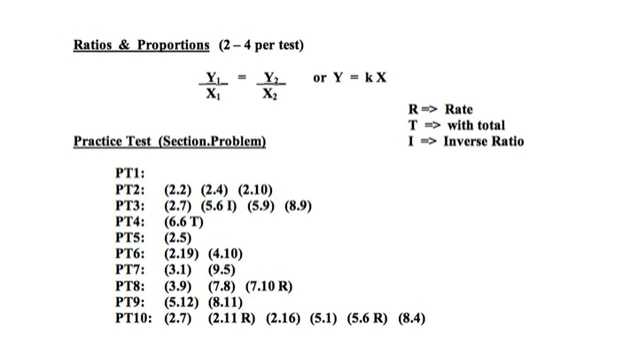This is the first of two videos on the SAT arithmetic topic ratios and proportions. There are about 2 to 4 of those per test. A ratio is a relationship between two measurements expressed as a fraction. For example, if you go, say, 100 miles in 2 hours.